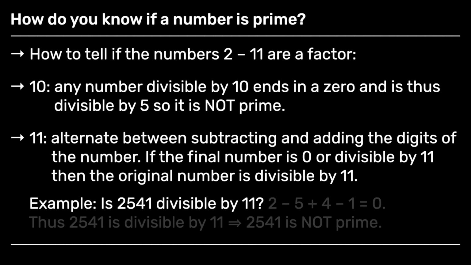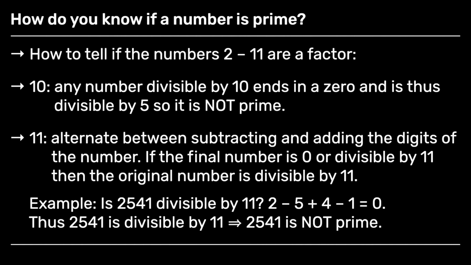2,541. 2 minus 5 plus 4 minus 1. 2 plus 4 is 6, minus 5 minus 1, that's minus 6. So 6 minus 6 goes down to 0. Because that adds up to 0, the original number is divisible by 11. So I can guarantee that it is not prime. Fantastic. Very unusual rule that most people don't know, but it gives you an ace in your pocket if you ever have to check something that is divisible by 11.